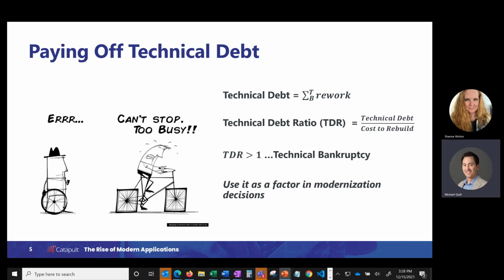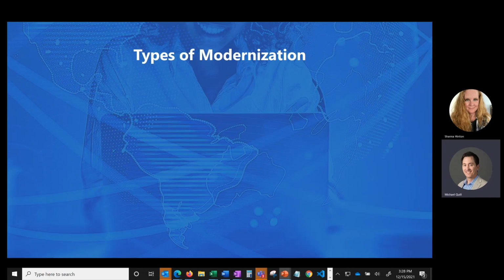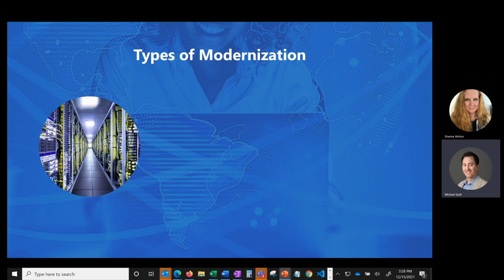So it's important, but it's not the only factor. And so if you think about the types of modernization we're seeing organizations undertake today, they really fall into 3 buckets. The first area is really around retiring hardware.